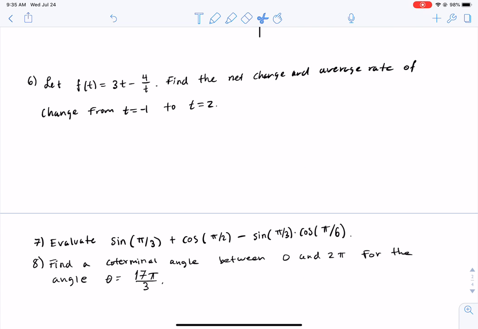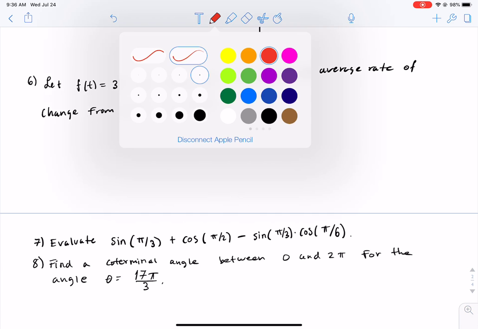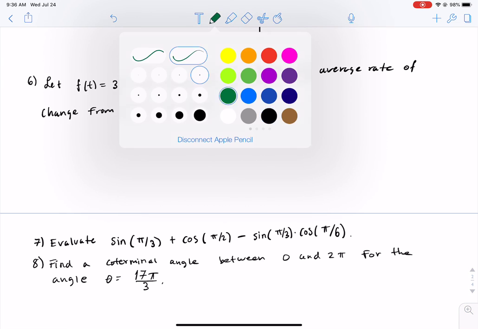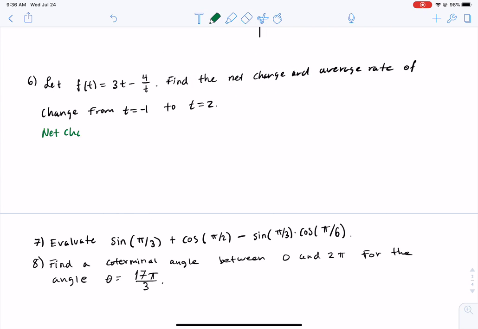So what is the net change? We define the net change like this: f of b minus f of a, where b is bigger than or equal to a. So these will be f of 2 minus f of negative 1. So f of 2, what is f of 2 going to be? Plug in 2 into that. So that's 6 minus 4.